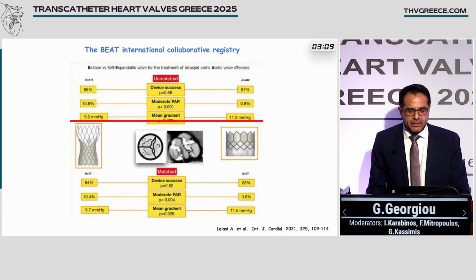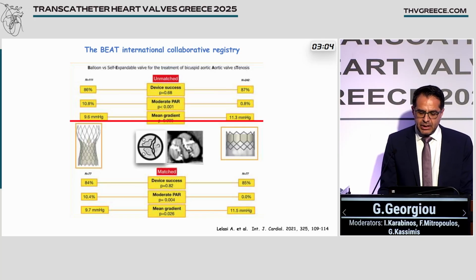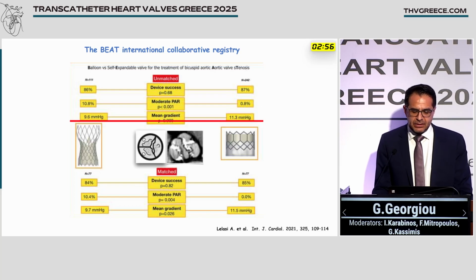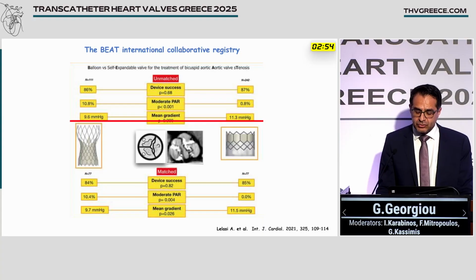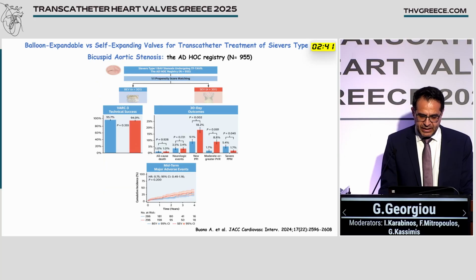The BEAT International Collaborative Registry compared patients with balloon expandable and self-expanding valves, bicuspid patients treated with TAVI. It's not a randomized controlled trial. It included 242 patients. There was no difference in device success rates, higher rates of paravalvular leak in the self-expanding valve, and better hemodynamics in the group of self-expanding valve.